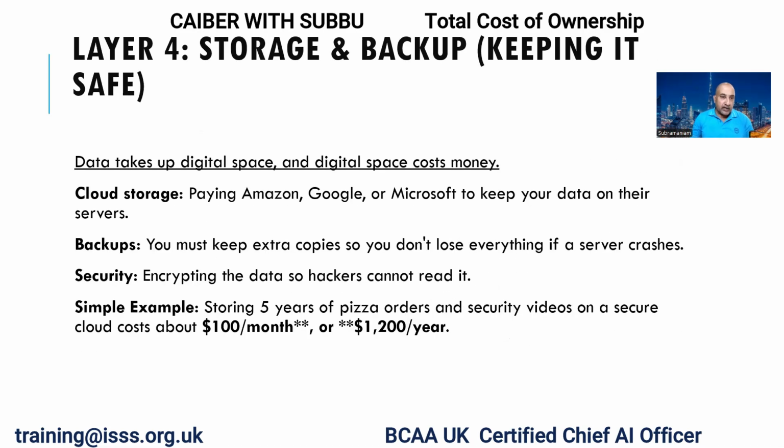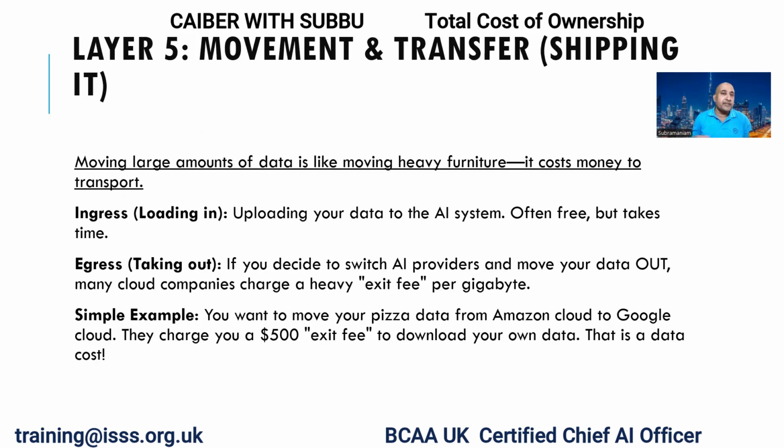Next comes your storage and backup. And usually in AI, there is something called data storage infrastructure and data serving infrastructure. You need to have the storage within your organization. If not, you have to go for a cloud service provider or a managed service provider. It is going to cost you something. So an example, 5 years of pizza orders and security videos on a secure cloud cost $100 a month, $1,200 a year.